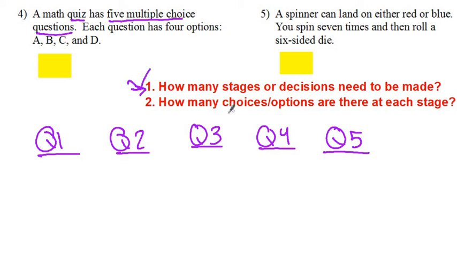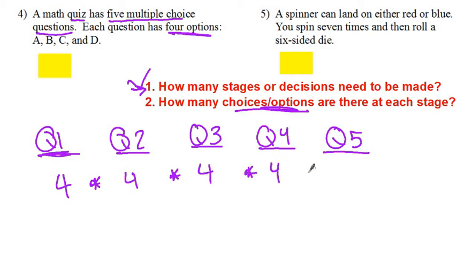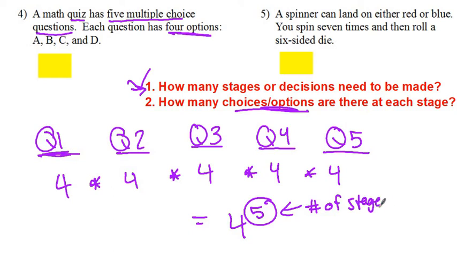How many stages are there? There's 5 stages. There's 5 decisions to make on each question. How many options are there each time I make a decision? So on question 1, I have 4 options. On question 2, I also have 4 options. On question 3, I have 4, and I have 4 for all of these. So you could do this, or you could write it as 4 to the 5th power. This number is the number of stages or decisions. Okay, and this number is the number of options per decision or per stage.